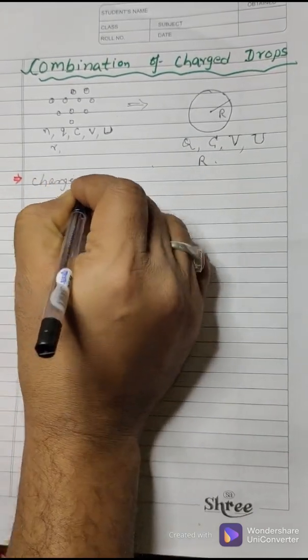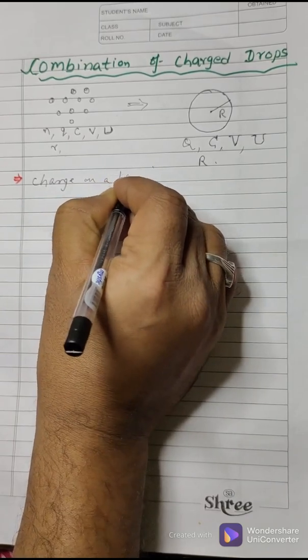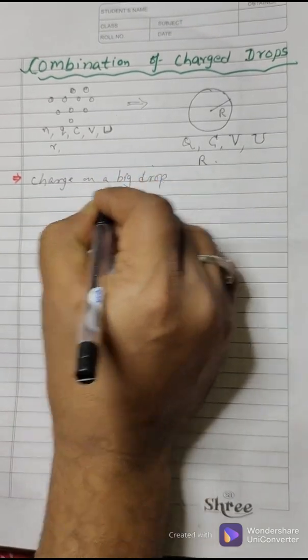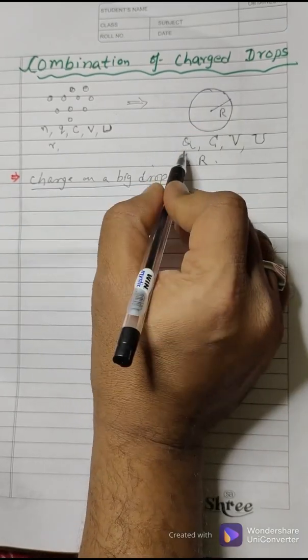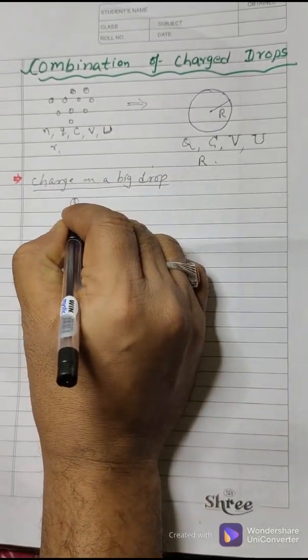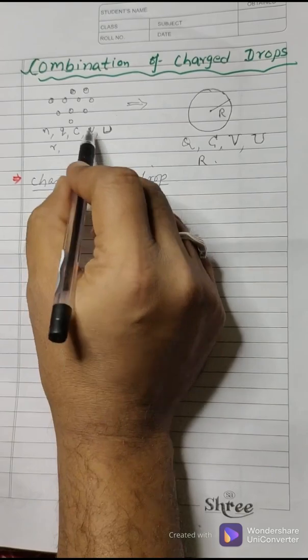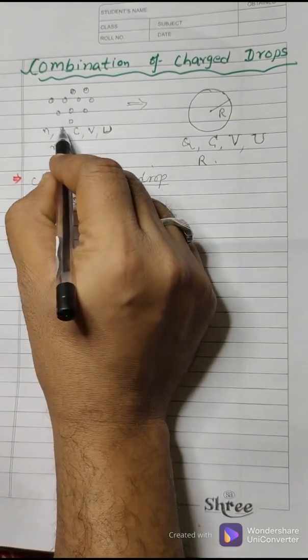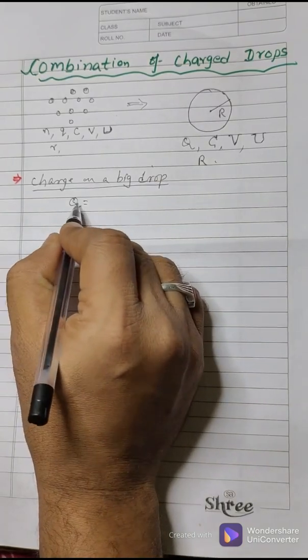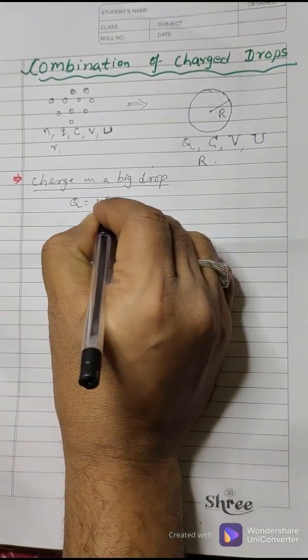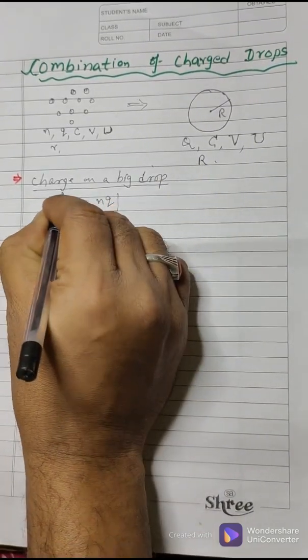charge on a big drop. As we know, the charge on a big drop is capital Q. So capital Q is nothing but all n number of small q's combined to form a bigger Q. That means capital Q is equal to n times small q. So this is a relation.